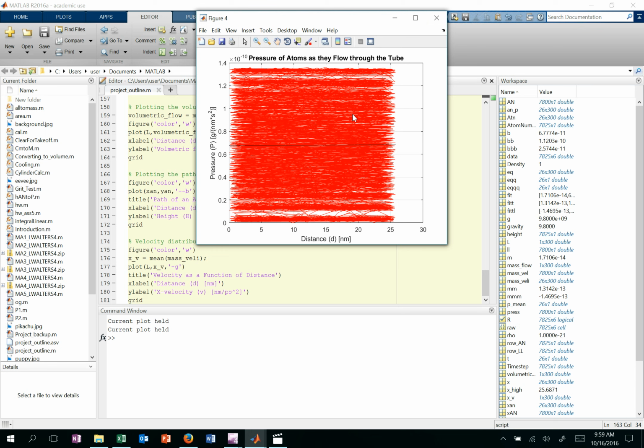And for pressure of atoms as they flow through the tube, we can get a general idea of this just by looking at the path of an atom as it flows through the tube. We have our height, and we just multiply the height by gravity by density. This just gives us these exact numbers of pressure. So if we wanted to look at that relationship, we can use this graph. The pressure of atoms as they flow through the tube, or more like the pressure acting on the atoms as they flow through the tube.